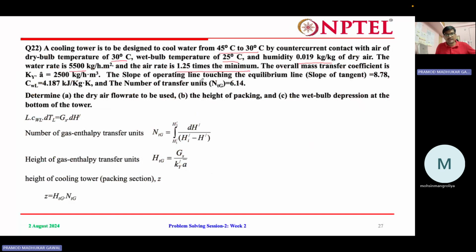The slope of the operating line touching the equilibrium line, the slope of the tangent, is 8.78, and the heat capacity CWL is given as 4.187 kJ per kg per Kelvin, and the number of transfer units NTG is given as 6.14. So this question asks for the dry air flow rate to be used, then the height of the packing, then the wet bulb depression at the bottom of the tower.